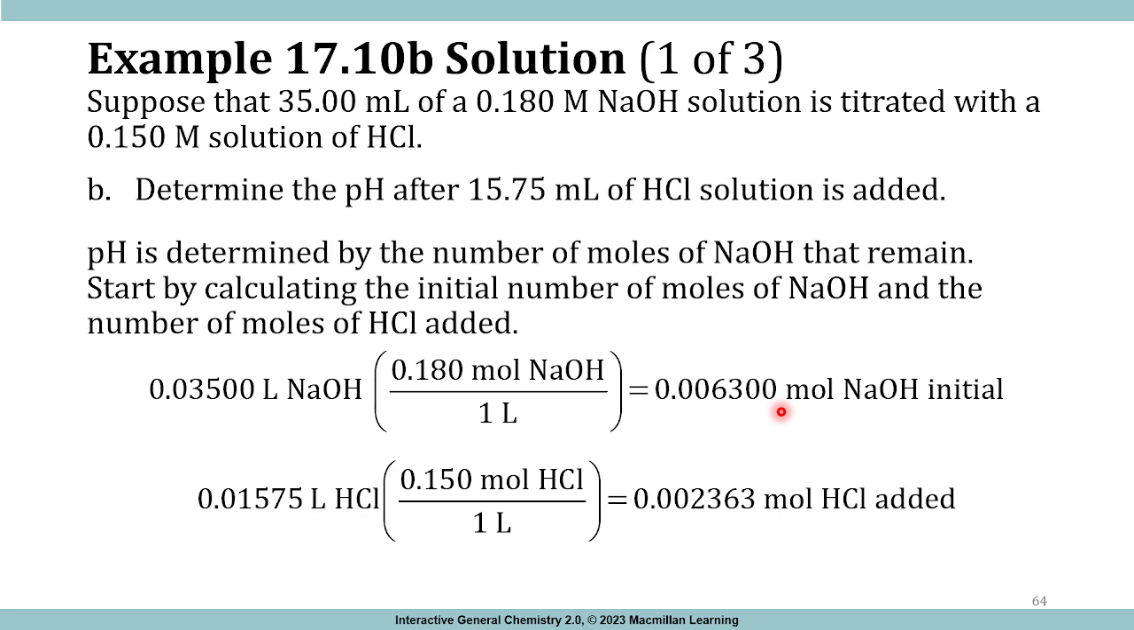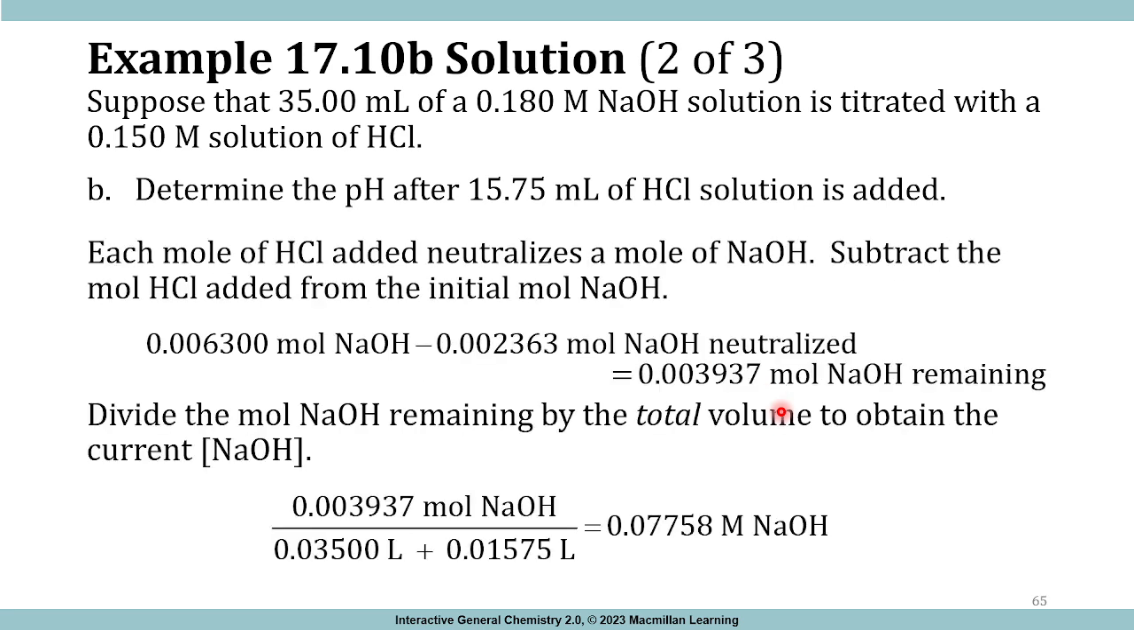NaOH, yeah, our strong base. And so we're going to have a base at the end of this. We've gotten rid of some of the base, but we'll have a base at the end. So we take that number of moles of NaOH minus the moles of HCl because it's a 1-to-1 ratio. Everybody understands why this is a 1-to-1 ratio, right?